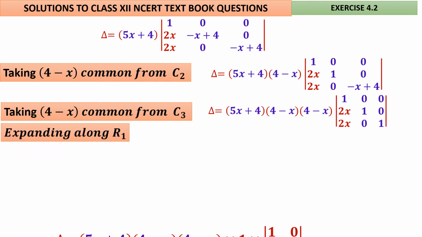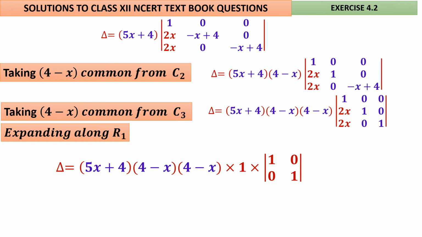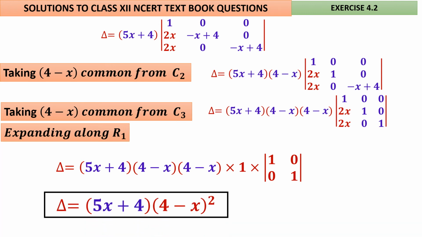Now expand it with respect to R1. When you expand it with R1, you know that you have to expand it by removing the first row and the first column, 1 0 0 1. Where you are getting 5x plus 4 into 4 minus x the whole square. Now even without taking that 4 minus x 2 times, when you expand it you would have got the answer. You will get the expansion 4 minus x the whole square. But as 4 minus x is coming outside from these columns, we are doing it this way.